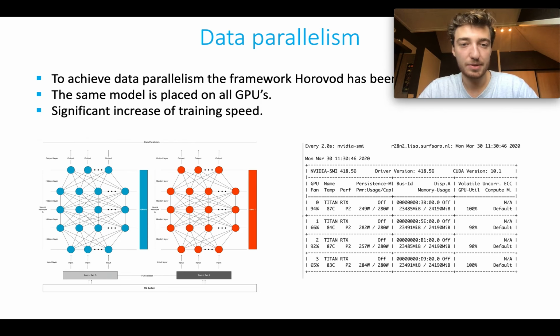So during my research, I used data parallelism with the framework Horovod, and with this framework, the model is placed on multiple GPUs. For this case, I used 4 Titan RTXs, and it increased my training speed significantly, actually 4 times as fast. I did this because now I could see my results much faster.